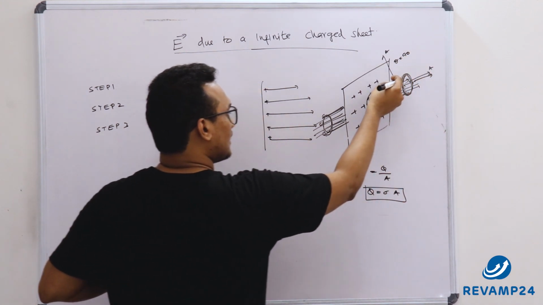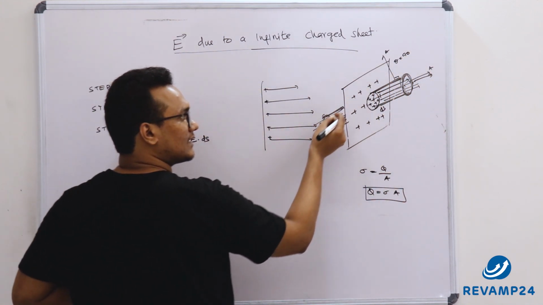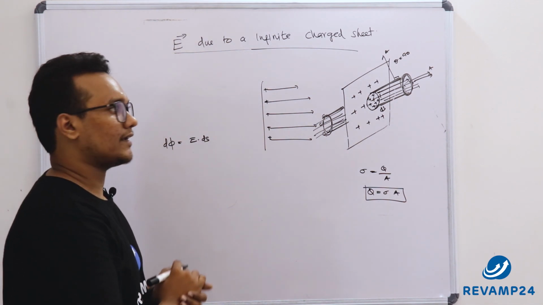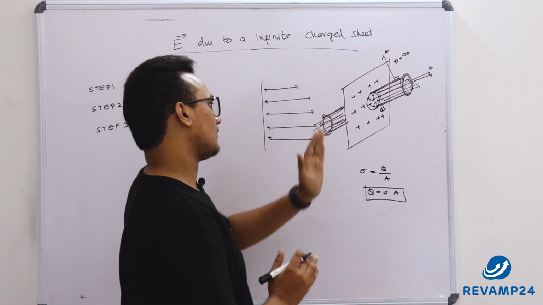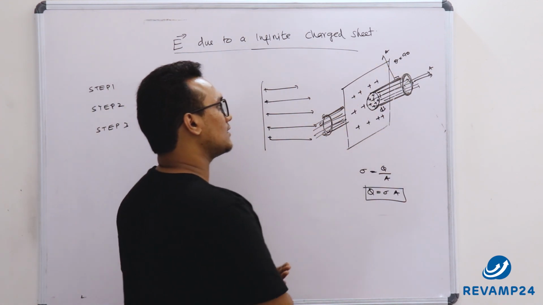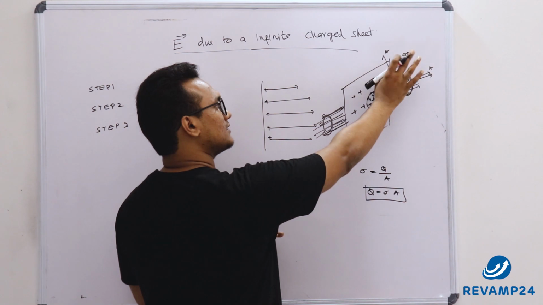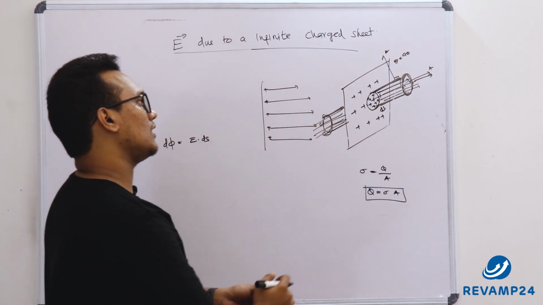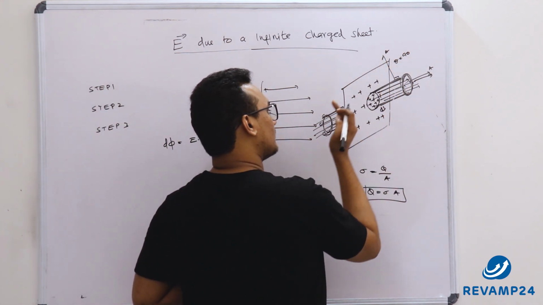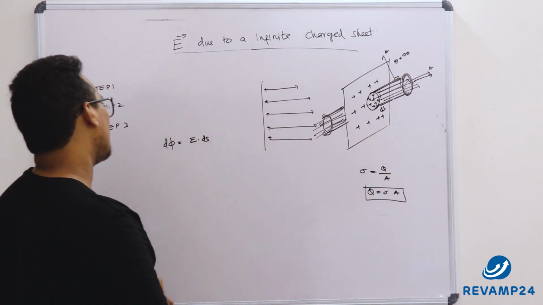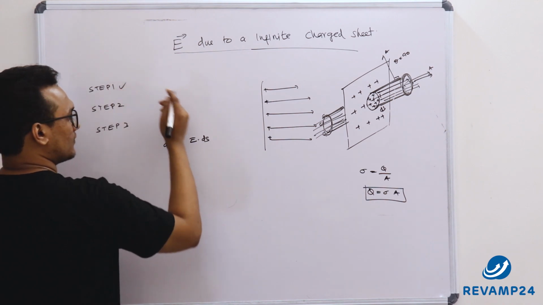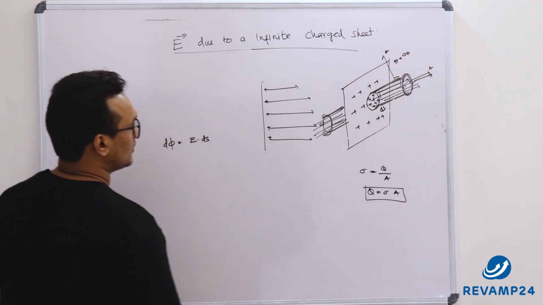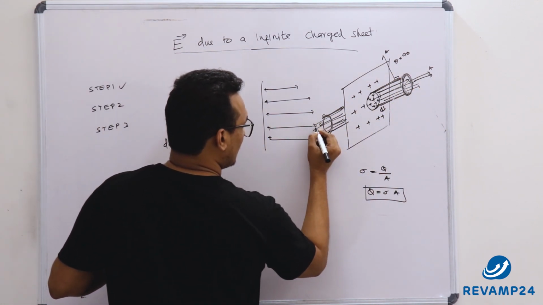It is symmetrical across all the points on the curved surface and also on both end surfaces, and on the curved surface theta is symmetrical. Also the electric field is the same at this surface and at this surface. So that obeys all points from step one. I got a Gaussian surface. This is my Gaussian surface. These are the field lines.